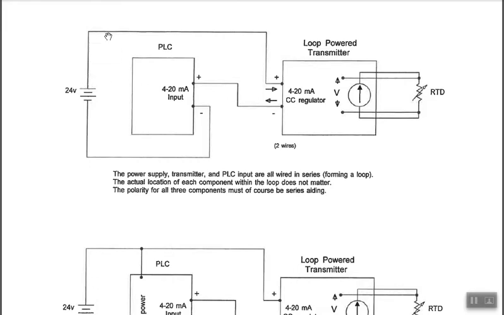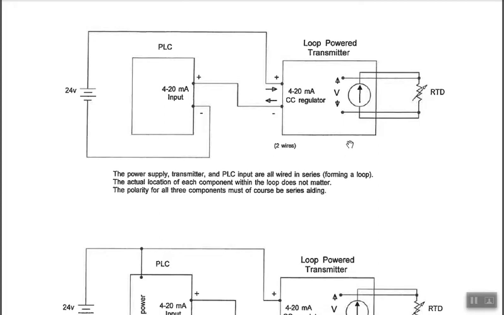So again, just trace these through. Notice for the loop powered transmitter, you're going to have the negative polarity of the output going to the positive polarity of the PLC input. Negative to positive, and so on. And that's a big distinction.